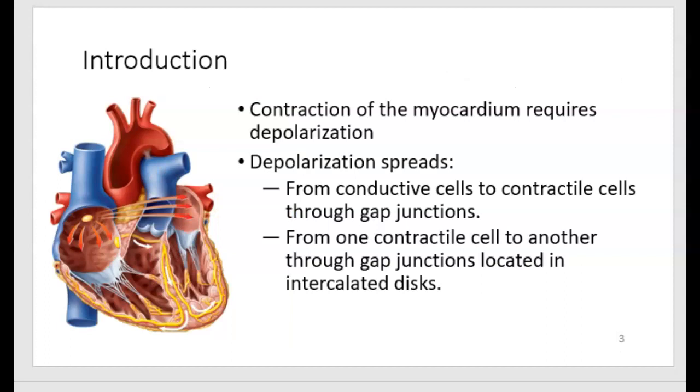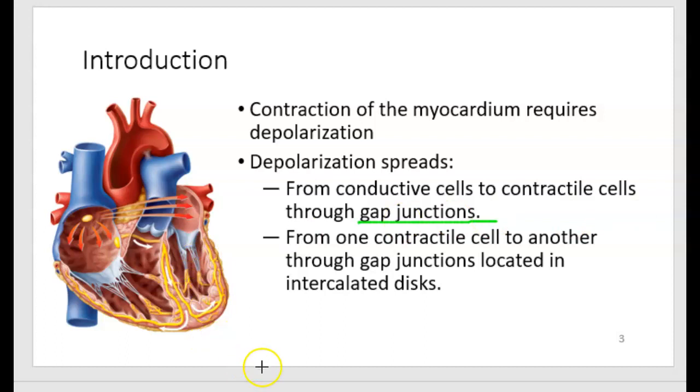Contraction of the myocardium is going to require depolarization first. You know this already because you know that depolarization, or excitation, is coupled to contraction. So depolarization is going to spread from the cells of that intrinsic conductive system in the heart, the nodes, the bundles, the bundle branches, and the Purkinje fibers. The depolarization is going to spread to the actual contractile cells. This spread happens from cell to cell through gap junctions.